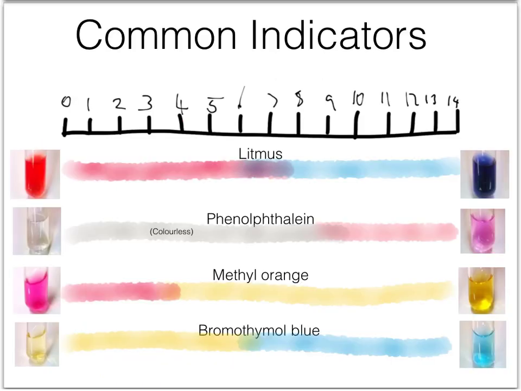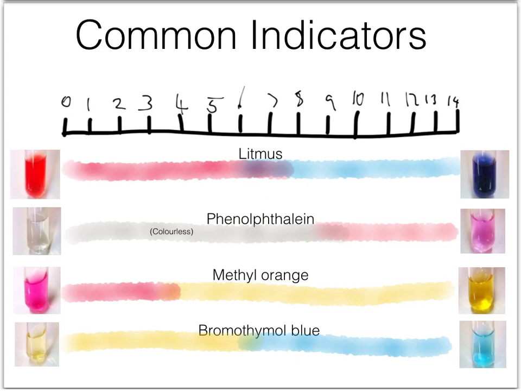Now we can't talk about the pH scale without talking about indicators. Now indicators are chemicals that change colour depending on whether they are in acid or basic solution. So some common ones, we've got litmus. Litmus changes from red to blue. So it's blue in base, red in acid, and it changes colour around about neutral. So around about pH 7 is where litmus changes.